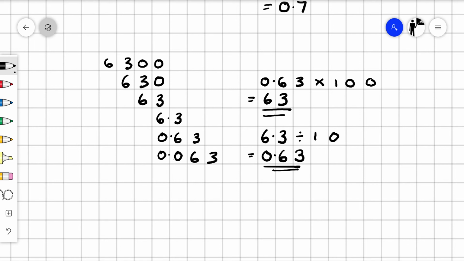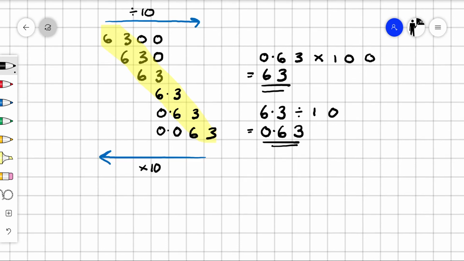And once again, you can kind of see that every time we multiply, all the numbers are moving one place value. Hopefully you can see that here with the 6s and the 3s. Okay, so when we multiply, all the digits move one place left each time. And when we divide, the digits move one place right each time we divide by 10.